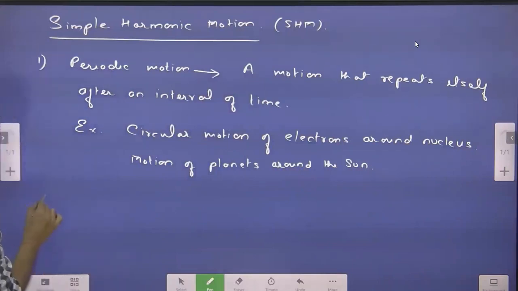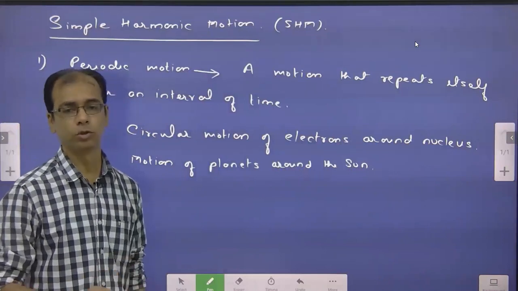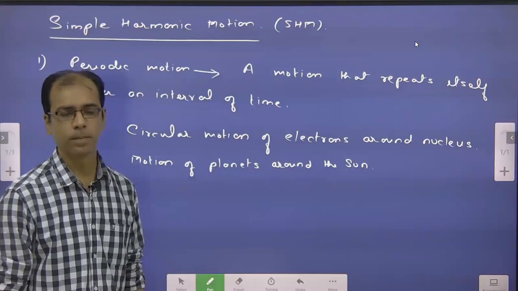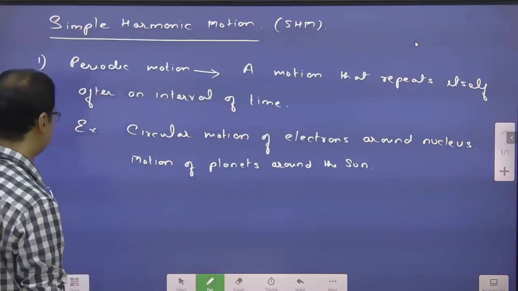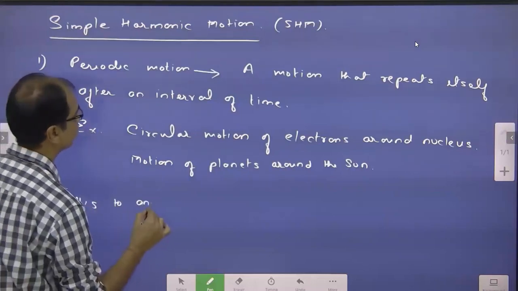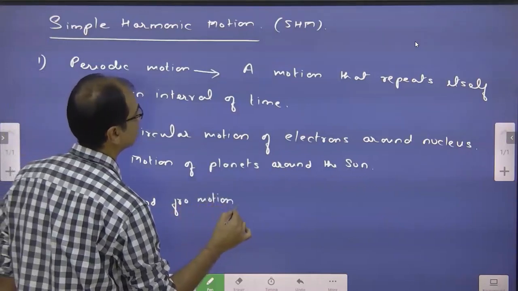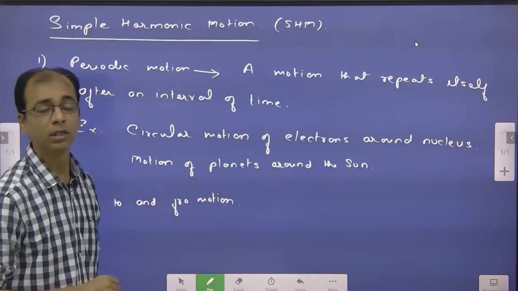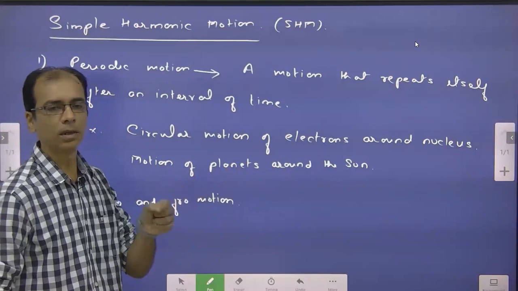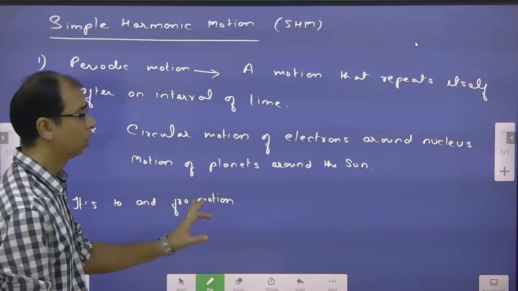What else? Then it says it's a to and fro motion. What is simple harmonic motion? It's a to and fro motion. It's about a mean position. There is a mean position, it goes that side, comes back and goes that side. And then we call it simple harmonic motion. So it's called to and fro motion.